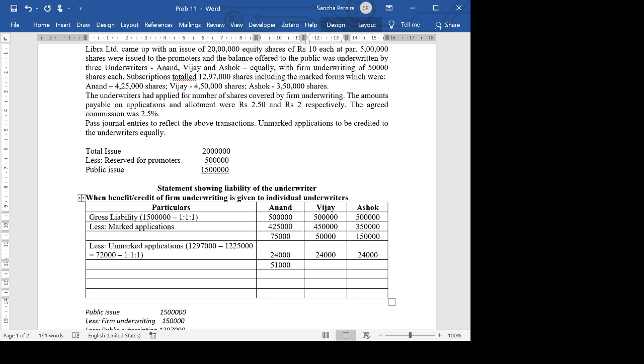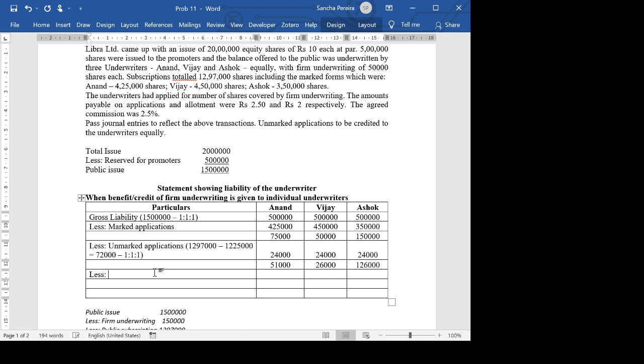50 minus 24 will be 26,000. And 1 lakh 50 minus 24,000 will be 1 lakh 26,000. Now next we need to minus the firm underwriting because we have not minused it here. We need to minus it separately because we are solving under benefit given.